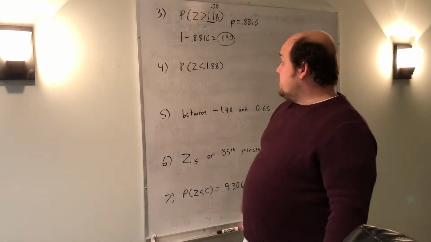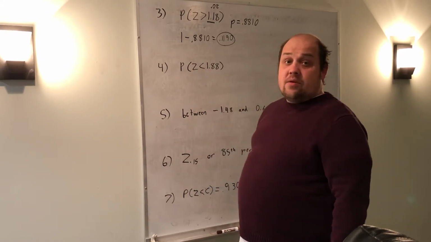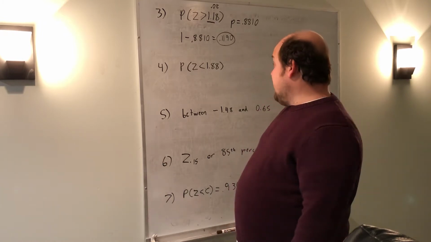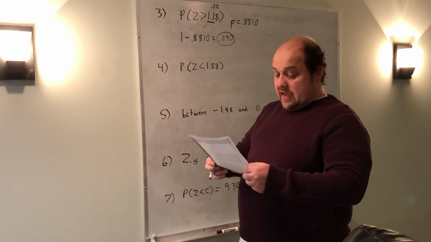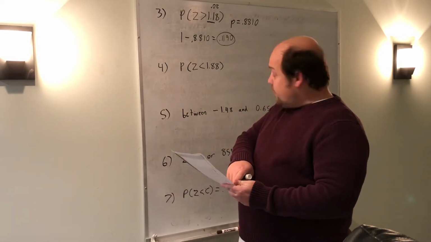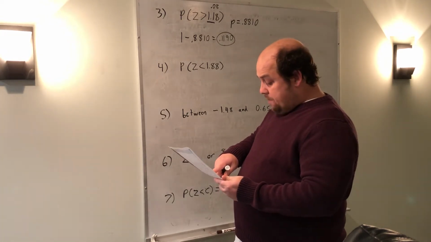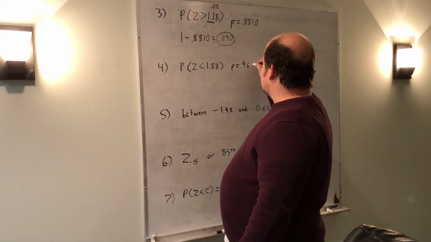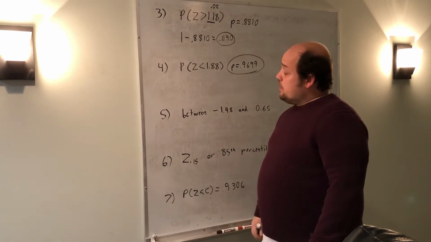For question 4, it's the same general idea. Difference being this less than sign means it's going to be slightly easier. I'm just going to have to look up in the table 1.88 and then report whatever I get as a p-value. So again, I'm on the positive side. 1.8 is my row. I move over to the 0.08 entry and I get 0.9699. I can stop right there because it's a less than question.